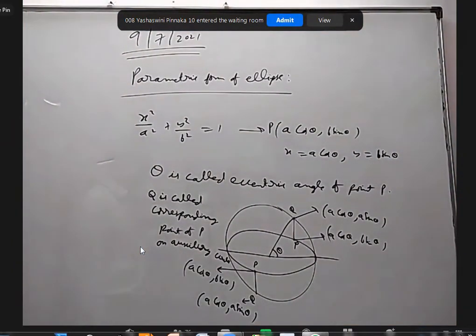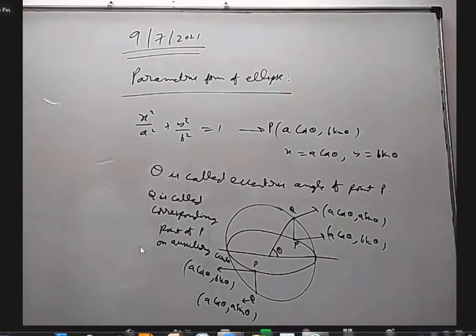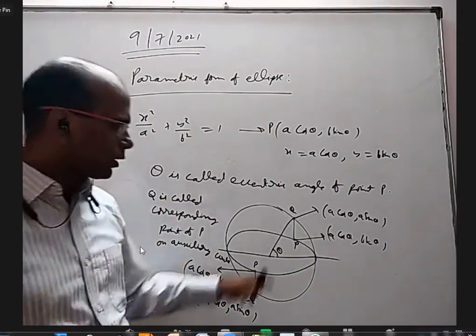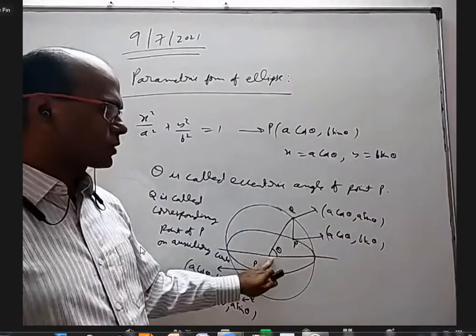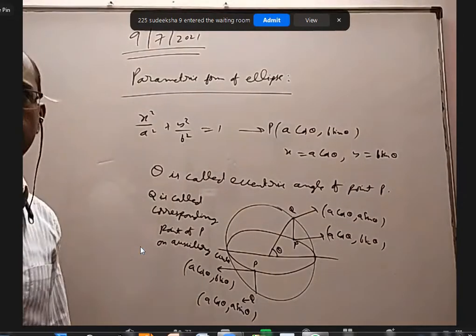Sir, is the angle made with any point on the major axis or only the center? Not any point on the major axis. You have to join this corresponding point to the center with the x-axis in anti-clockwise direction. How much it makes, that only. Okay, sir.